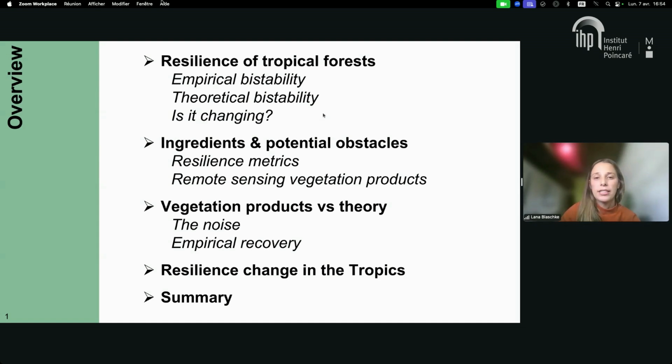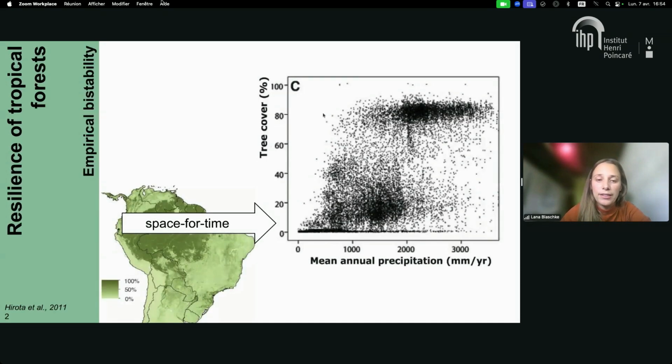So, empirical evidence for bistability, we all probably know this. Marina Hirota published it in 2011, where they used the space-for-time replacement approach and plotted mean annual precipitation against tree cover for the Amazon, but also for other tropical regions. And you can see that there's a mean annual precipitation range where there's actually a high tree cover state possible, but also a low tree cover state. And so that's why we could assume that there might be a tipping happening once we cross the mean annual precipitation threshold that we see here. That's the main empirical evidence that we have.